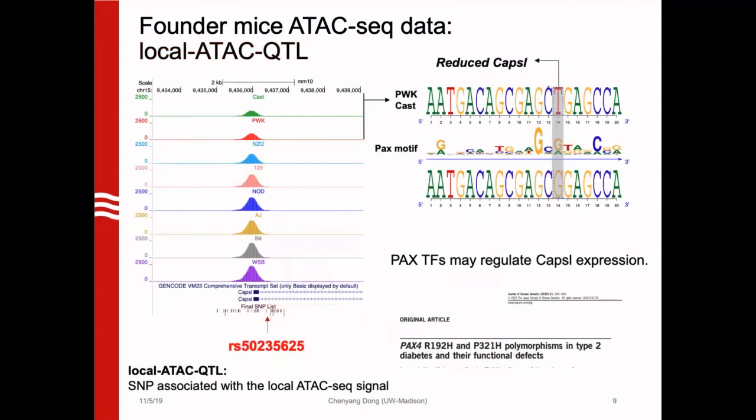Here's an example still at the promoter locus of this Capsule gene. We identify a mouse SNP that contains alternative allele T for PWK and CAST strains that disrupts this PAX motif, which is consistent with literature saying that PAX TFs regulate the human Capsule gene.